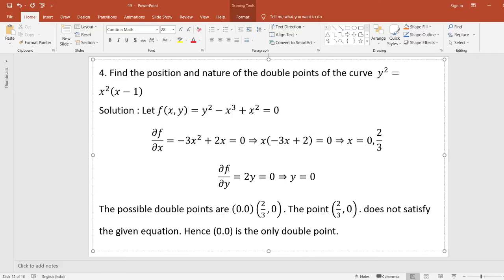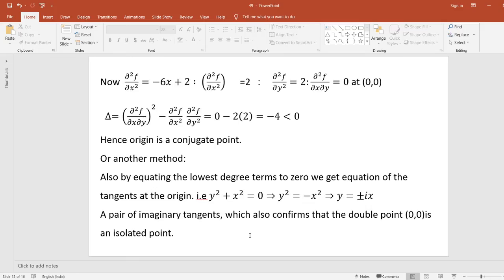Next, ∂f/∂y is equal to 2y only, equal to 0. That is y = 0. So the possible double points, combining these x and y values in ordered pairs, are (0, 0) and (2/3, 0). Of these two, the point (2/3, 0) does not satisfy the given equation, while (0, 0) satisfies this equation. Therefore, (0, 0) is the only double point.